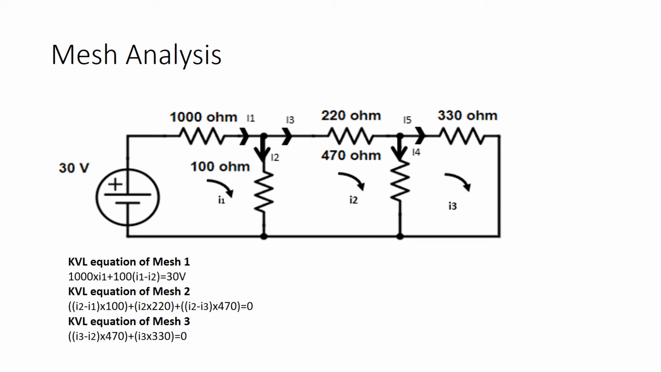Same thing for the 470 ohm. During mesh 2, for the 470 ohm we will consider the direction of i2. So i2 minus i3 of 470. Same way, what will be the equation in mesh 3? (i3 minus i2) of 470 plus i3 into 330 is equal to 0.